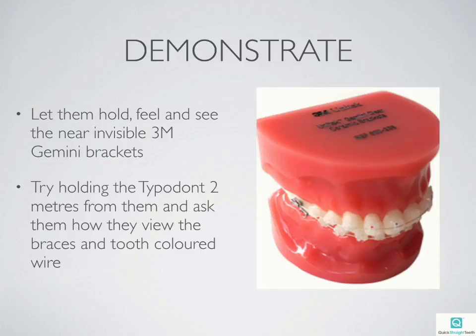Remember, they're thinking clunky braces, jaws type braces. Try holding the typodont a couple of meters away from them, and ask if they can see the brackets and the tooth coloured wire. I've tried it, you actually can't. So now they're recognising that, oh, actually, this is all right. It looks quite attractive, actually.